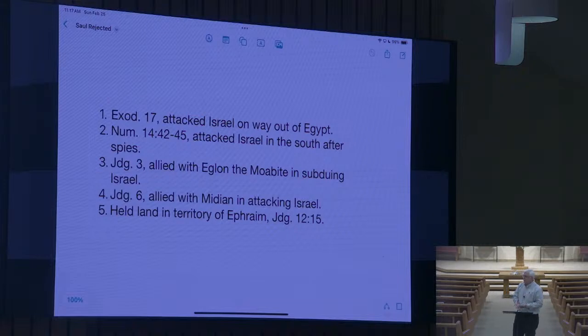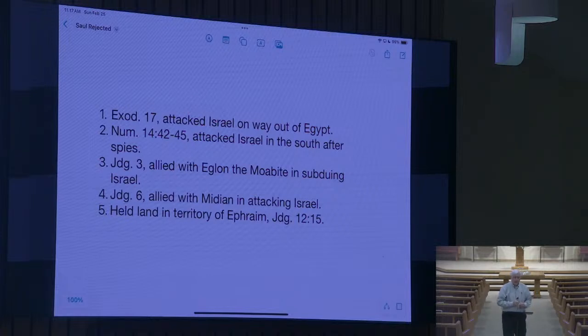We're told in Judges chapter 12 that after the conquest, they still maintained a hold on territory within the territory of Ephraim. It seems like every time you turn around in the book of Joshua and Judges and so on, the Amalekites are showing up, giving the Israelites trouble. They're responsible for the death of a lot of Israelites.